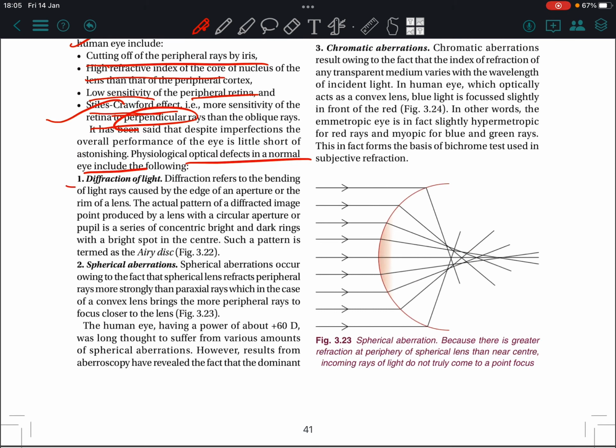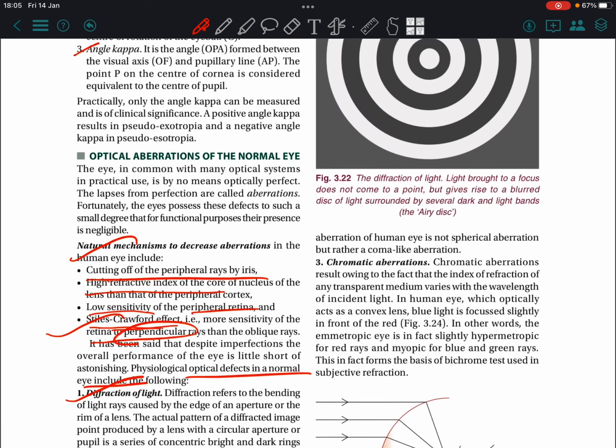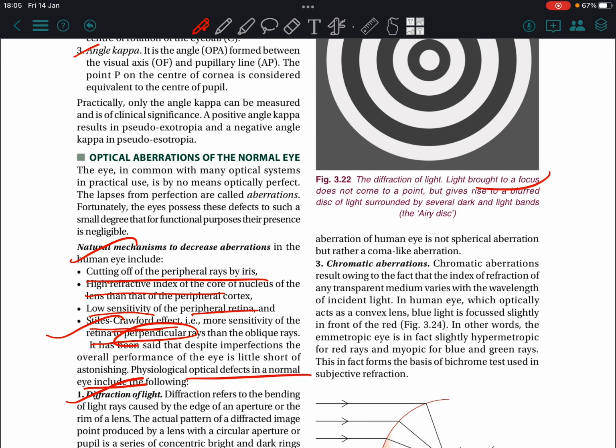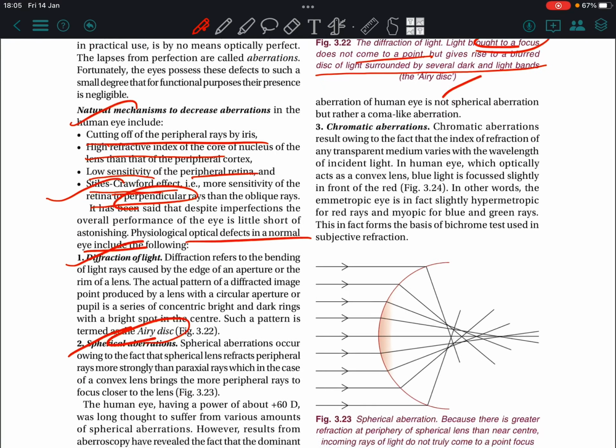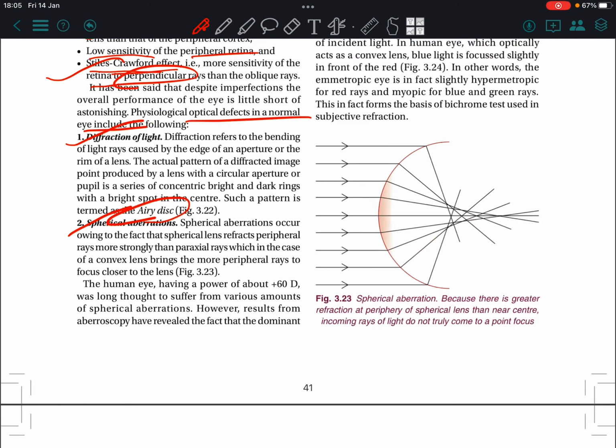Physiology of optical defects in a normal eye include diffraction of light, spherical aberrations, etc. Diffraction of light brought to focus does not come to a point but gives rise to a blurred disk of light surrounded by several darkened light bands. Chromatic aberrations, color aberrations, etc. are also seen.